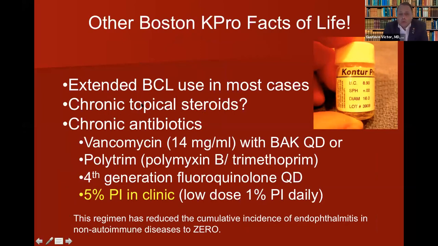So chronic topical steroids, you can manage more by customizing for the patient. But for chronic antibiotics, you usually should do it like this: vancomycin in this concentration as eye drops in this patient, also polymyxin, and also fluoroquinolone drops, and especially povidone-iodine 5% drops in this patient daily. If you use this guide, you can get a very low incidence of endophthalmitis, especially in non-immune disease.